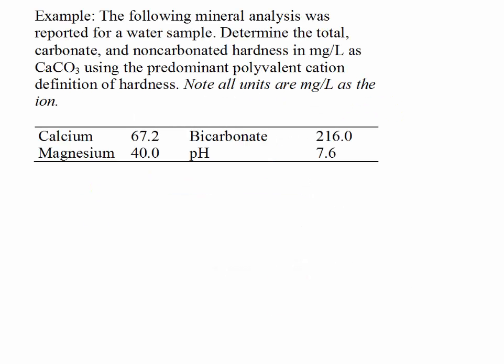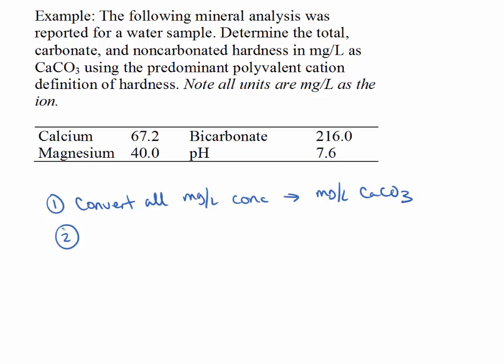We're going to work an example now where I give you the milligram per liter concentrations of minerals, and you're asked to determine the total, carbonate and non-carbonate hardness in milligrams per liter calcium carbonate. The approach here will be to convert all milligram per liter concentrations to milligram per liter calcium carbonate concentrations, and then to use the equations for total hardness, carbonate hardness, and non-carbonate hardness. I'm going to do my conversions by establishing a table.